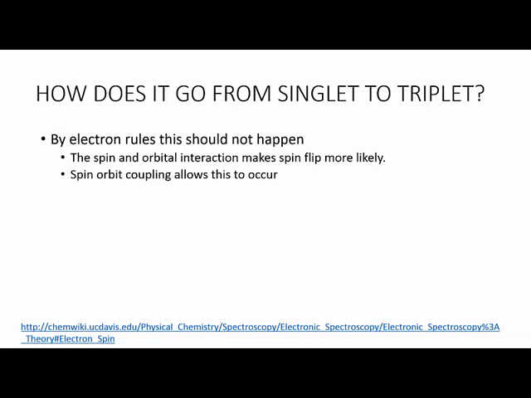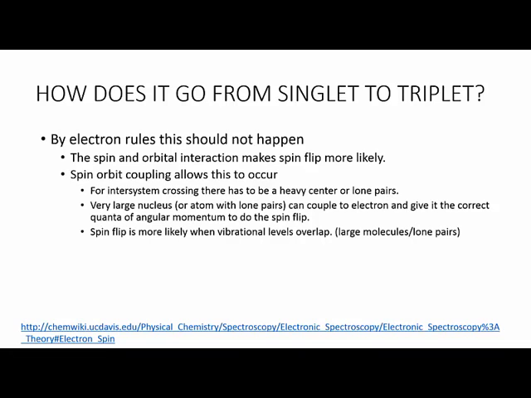So the last question is, how does the electron go from singlet to triplet state? By electron rules, this should not happen. You should not have two electrons with the same 4 quantum numbers. Spin and orbital interaction makes the spin flip more likely, and something called spin-orbit coupling is what allows this to occur. For intersystem crossing, you need a molecule with a heavy center or nucleus, such as a metal, or a molecule with lone pairs. The large nucleus or the lone pairs can couple to the electron and give it the correct quantum angular momentum to do the spin flip.